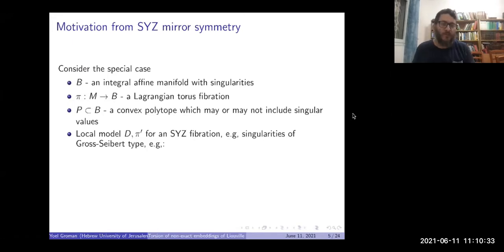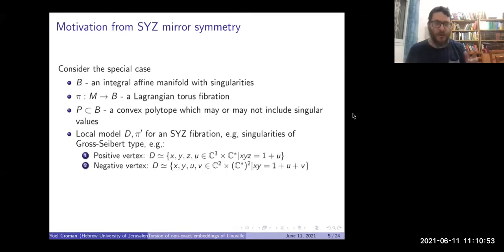So you're talking about the cotangent bundle of the torus. If you have singularities, assume that these singularities are in some sense nice. Nice in this case means that there is a certain particular model of singularities. So for example, you can consider singularities of Gross-Siebert type, for which I give these two examples.